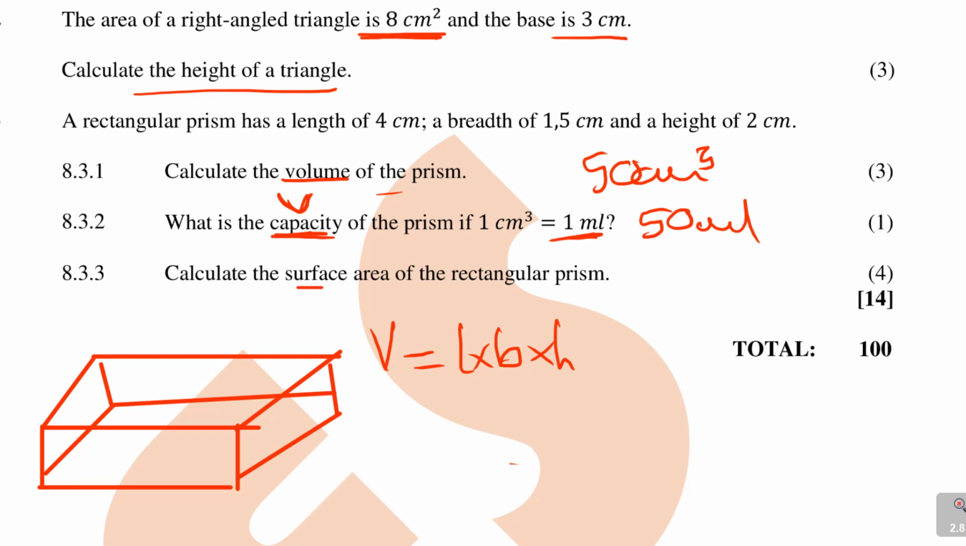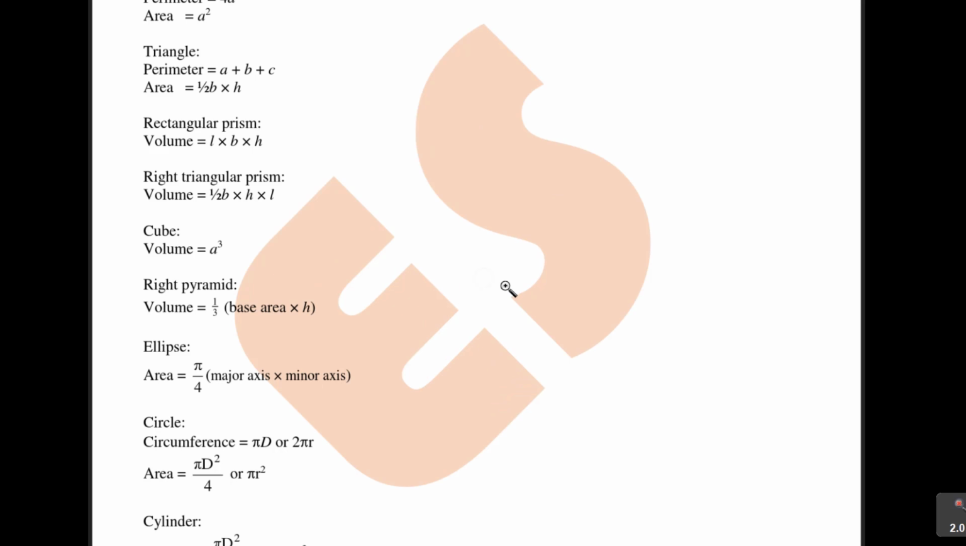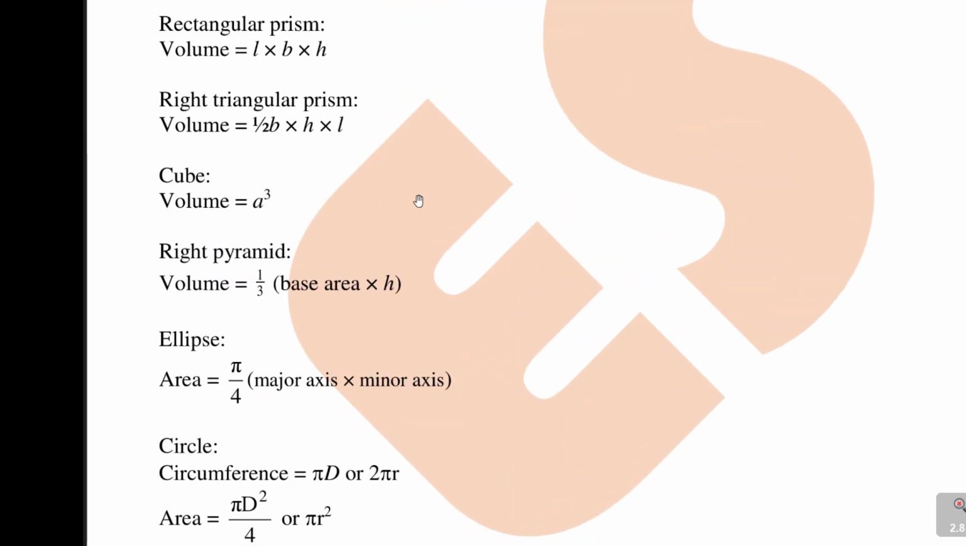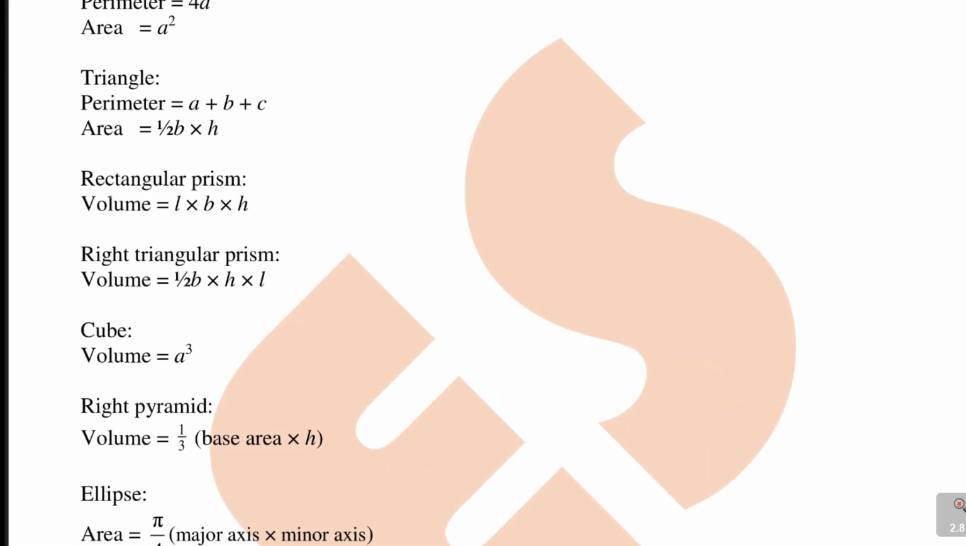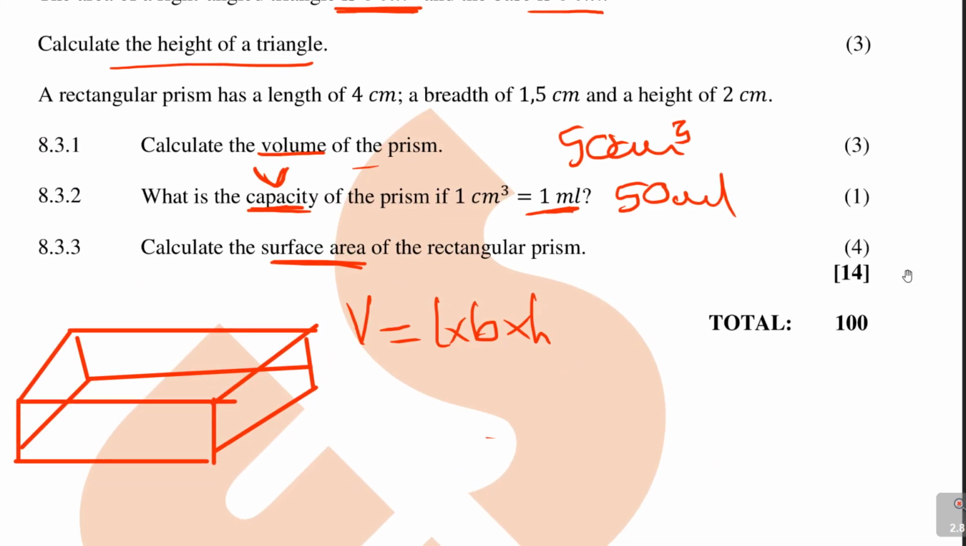And then calculate the surface area. So let's go to the formulas here and look at this. They're saying rectangular prism. There is the volume. So the volume is length times breadth. Now, they didn't give the area intentionally, so how will you find the area? I think that's why it's 4 marks. Calculate the volume is not a problem here. We say it is length times breadth times height. So you multiply this number times that number times that number.